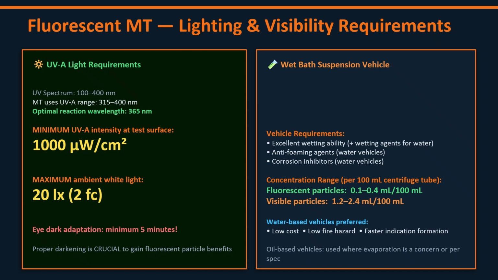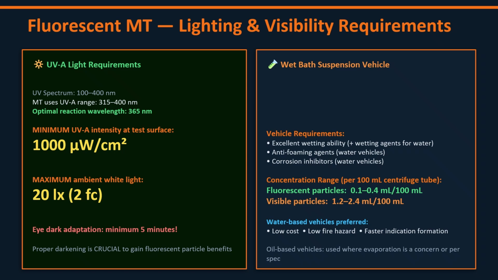Fluorescent MT depends heavily on lighting control. The fluorescent particle system is excited by UVA radiation, and the emitted light must stand out against the surrounding environment. For the training values shown here, the UVA intensity at the test surface should be at least 1000 microwatts per square centimeter, while ambient white light should be kept at or below 20 lux. The inspector's eye should also be allowed to adapt to the darkened inspection area for at least 5 minutes.